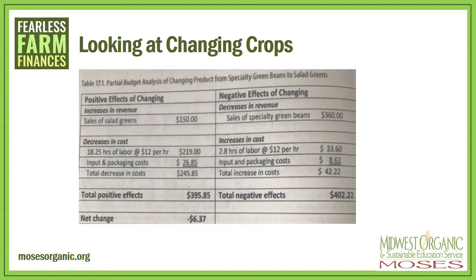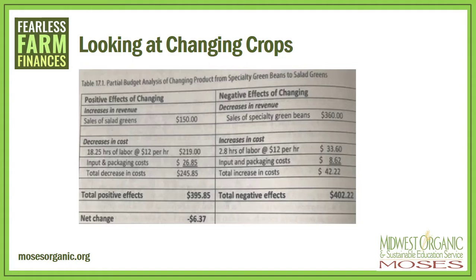So like I said, you can use this for anything on your farm, but for this example, you'll notice the total negative effects outweigh the total positive effects by that $6.37 per bed, indicating the change from growing specialty green beans to salad greens would actually reduce this particular farm's profit.